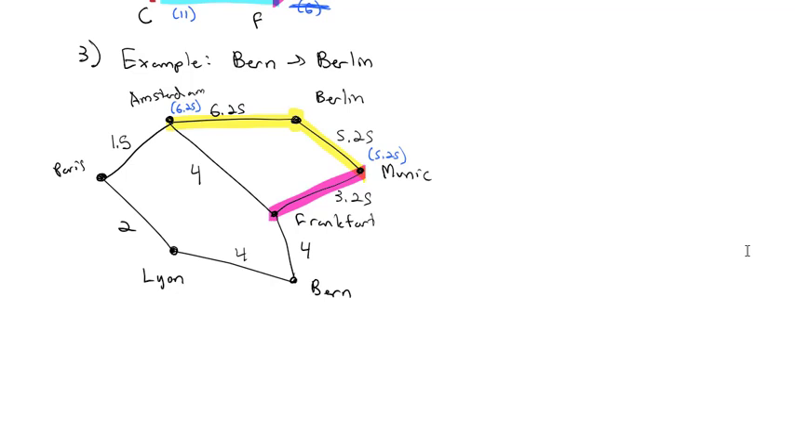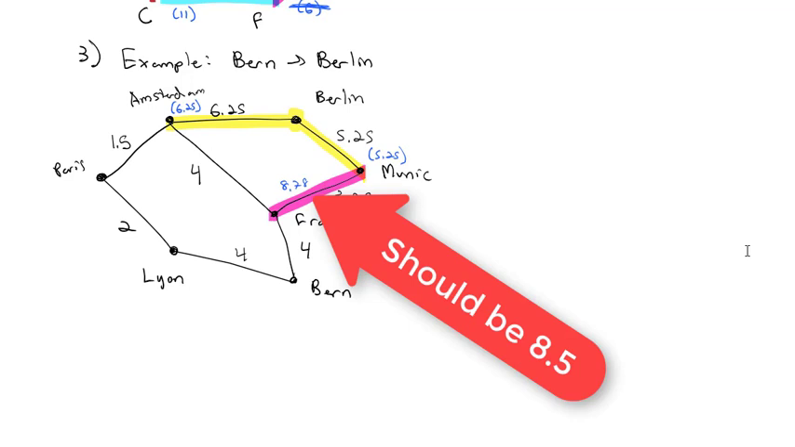So now we've got 5.25 plus 3.25. That's going to be 8.75. 8.75 is more than the 6.25. So from Amsterdam, we're going to do two options. You could go to Paris, or you could go to Frankfurt. Amsterdam going down to Frankfurt would be 6.25 plus 4, which would be 10.25 total. Notice we can get to Frankfurt in 8.75, which is quicker, so we're not going to do that path.